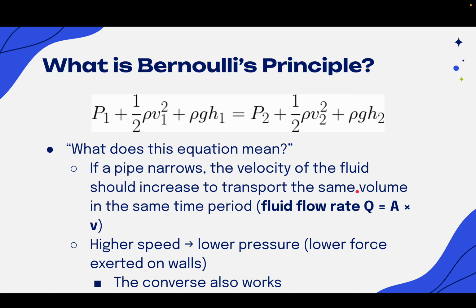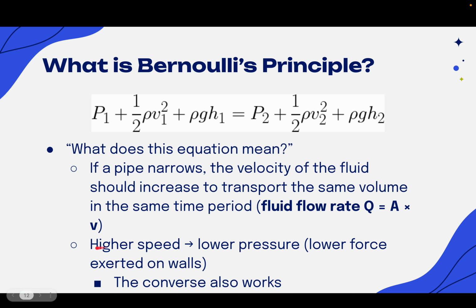So in order to understand what this equation really means, it's easy to think of it this way. So if a pipe narrows, the velocity of the fluid should increase to transport the same volume in the same period of time. And as I mentioned, this relates to the fluid flow rate, Q equals A times V. So if the pipe narrows, the area must decrease, which causes the velocity to increase to keep the fluid flow rate the same. So the fluid flow rate is the same for all parts of the flow tube.